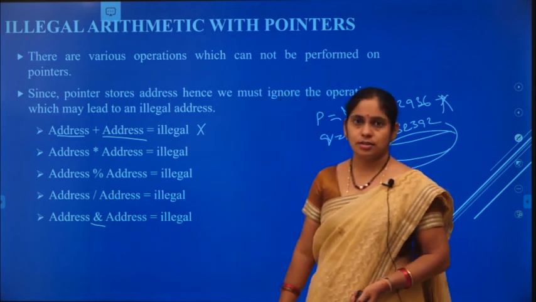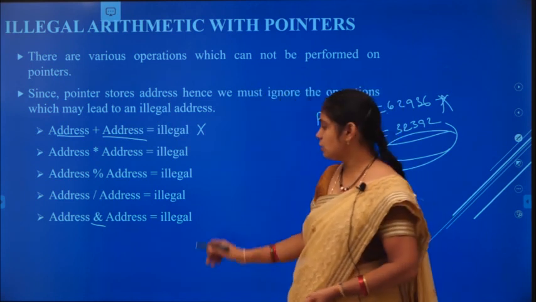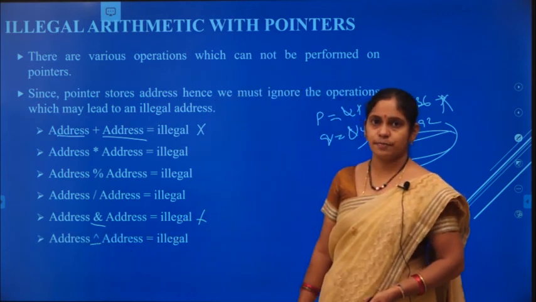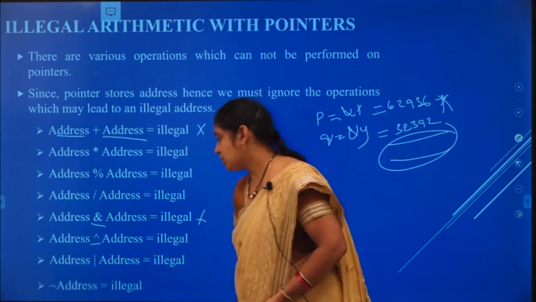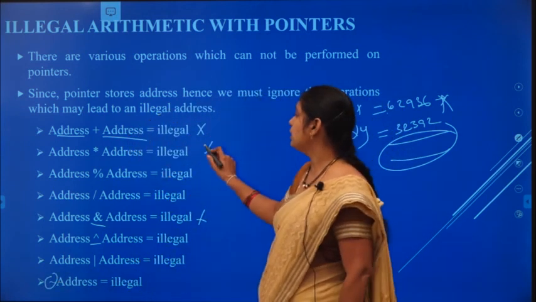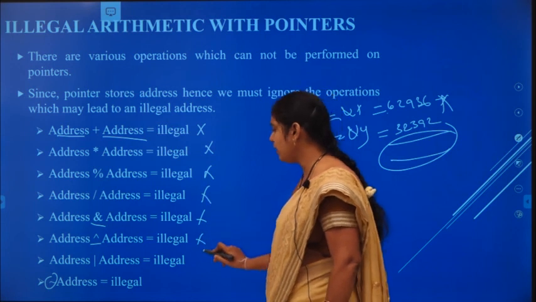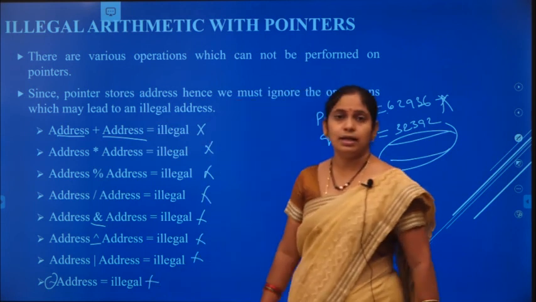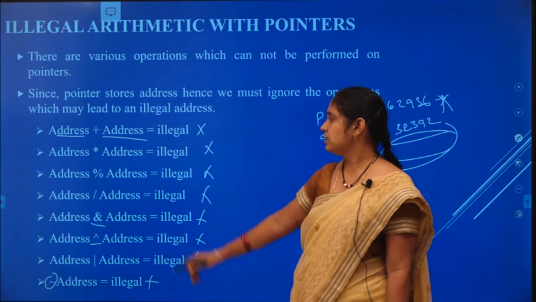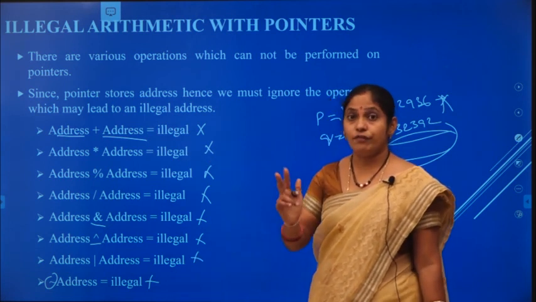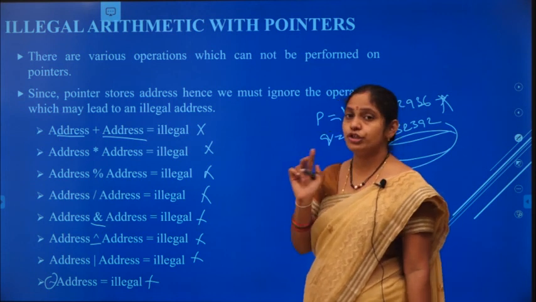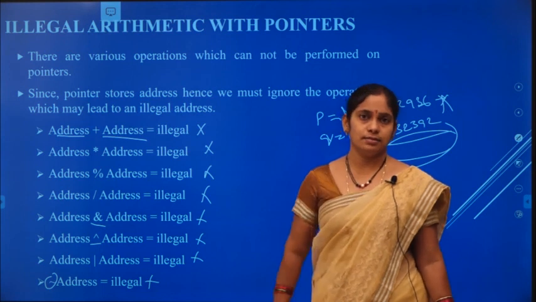AND operation, nothing but bitwise AND, is also illegal. XOR, OR operations, pipe operations, negation operation, nothing but not. All these are illegal operations. Simply we can increment, decrement, add and subtract integers, and in the worst case we can compare also. But addition of two addresses, subtraction of two addresses, performing these operations on two addresses is illegal, right?